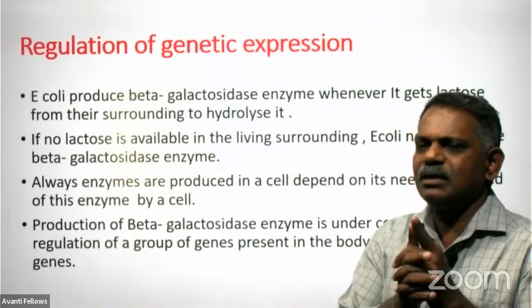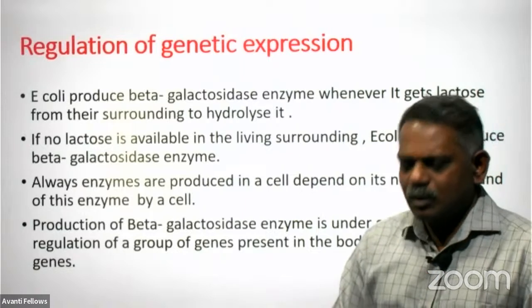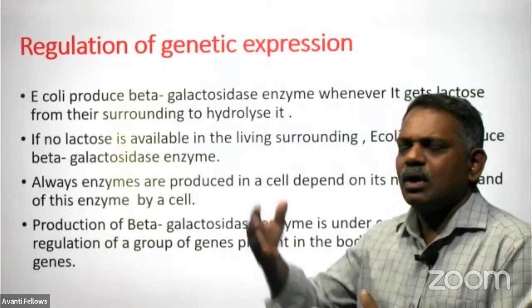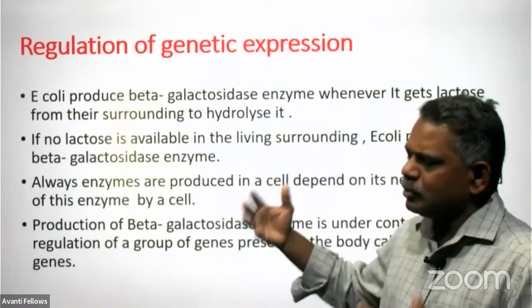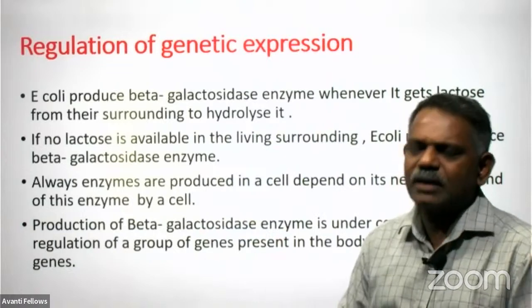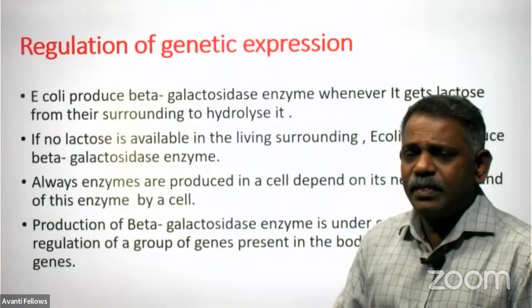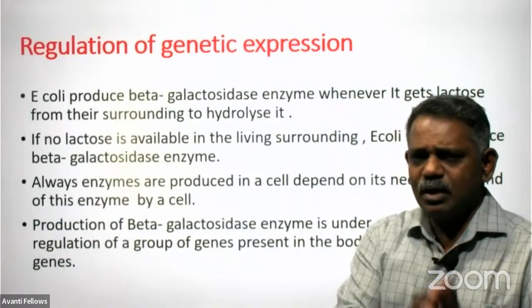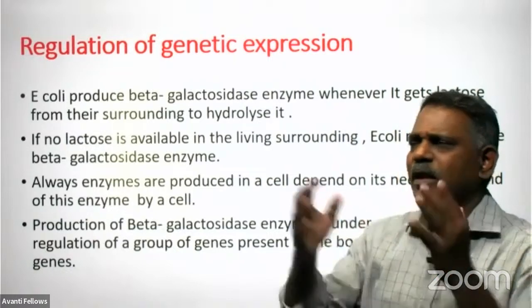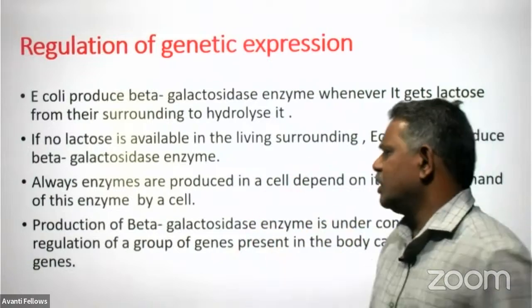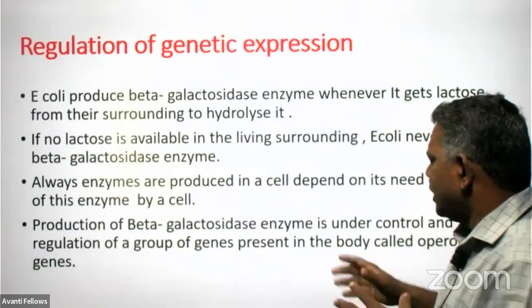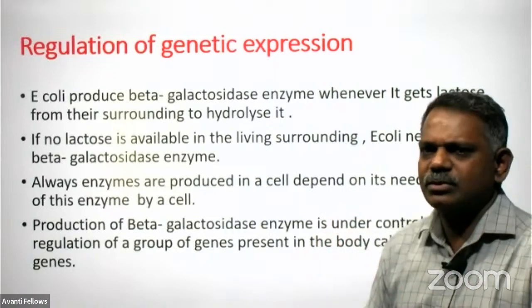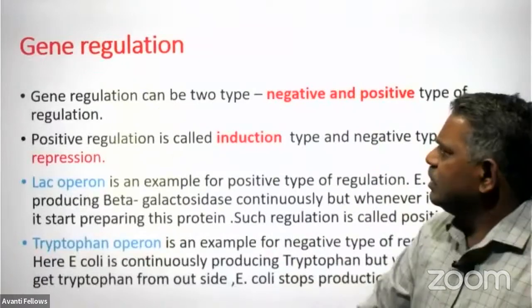So there is a gene in the genome of E. coli to produce the beta-galactosidase enzyme to digest lactose, but there is a group of genes present in the genome of E. coli to control or regulate the expression of this gene, and these genes are collectively called what? The operon genes, right?